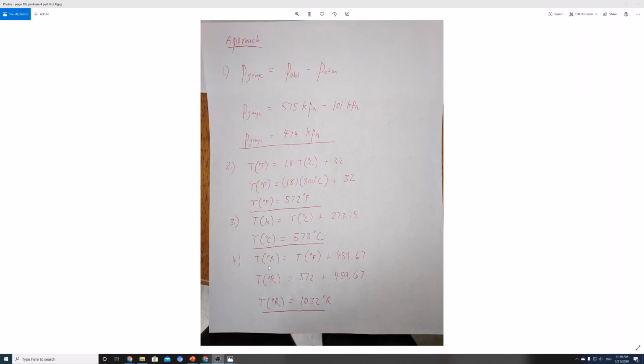Then the temperature in Rankine, given temperature in Fahrenheit, which we found in step 2, we add 459.67, and when we do that, we add that plus our 572, which we found in step 2, we add those two together, we come up with 1032 degrees Rankine. And that's that.